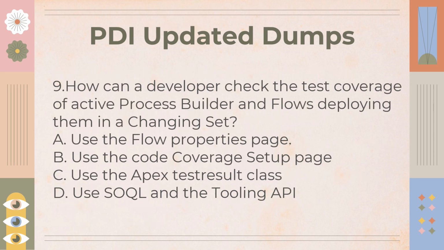9. How can a developer check the test coverage of active Process Builder and flows before deploying them in a change set? A. Use the flow properties page. B. Use the code coverage setup page. C. Use the Apex test result class. D. Use SOQL and the Tooling API.